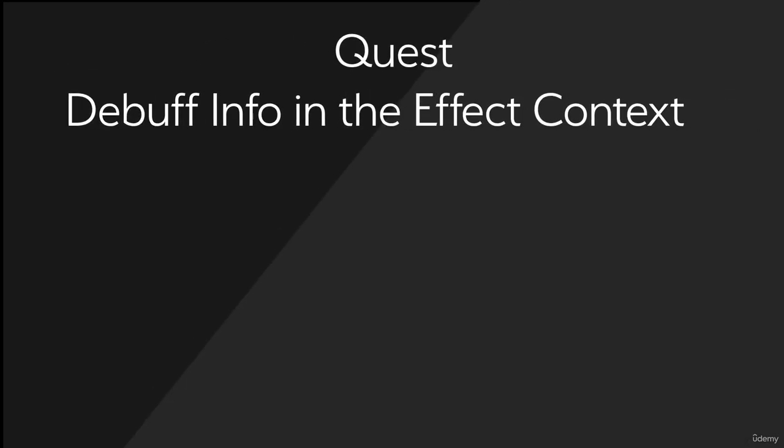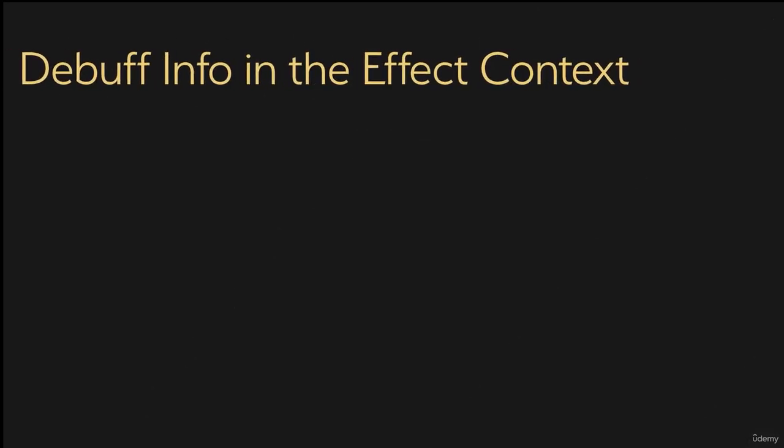Welcome to your next quest. In this quest, we're going to want to add some things to our effect context. You see, in the exec.calc, we've determined whether we got a successful debuff. But now we need to get that information on through. I'd like to send that info through to the attribute set in the effect context.